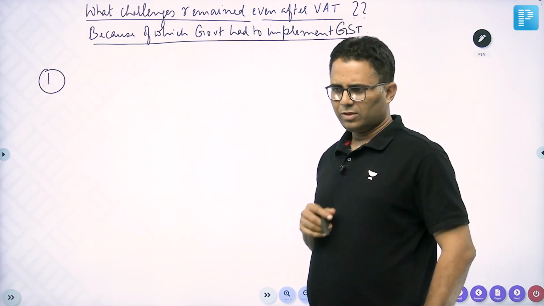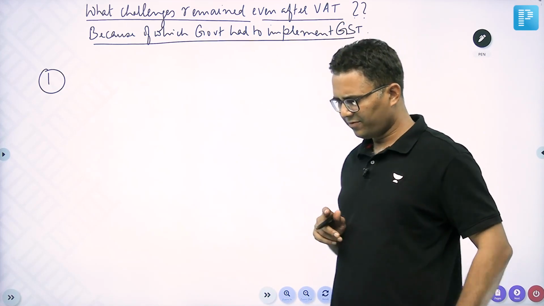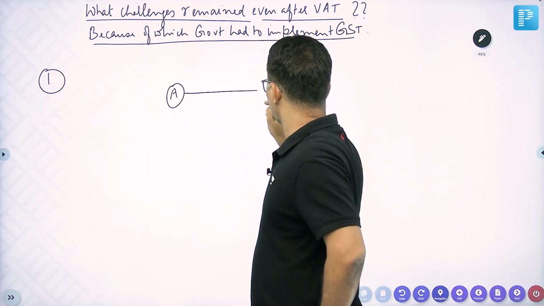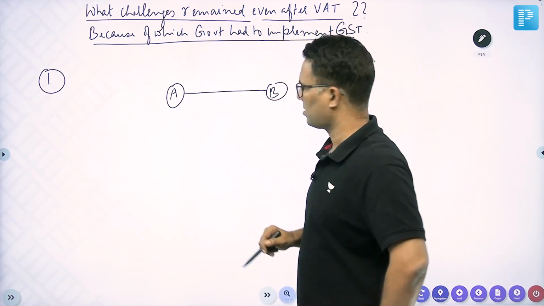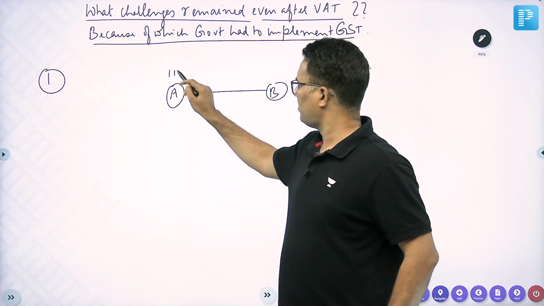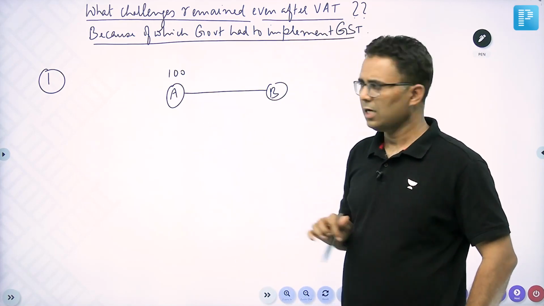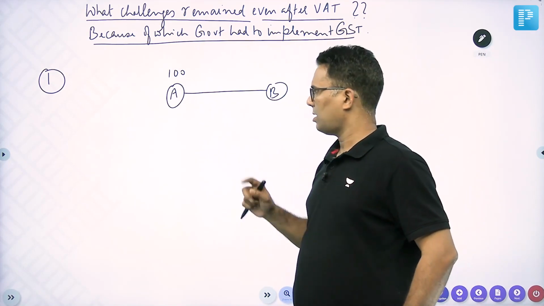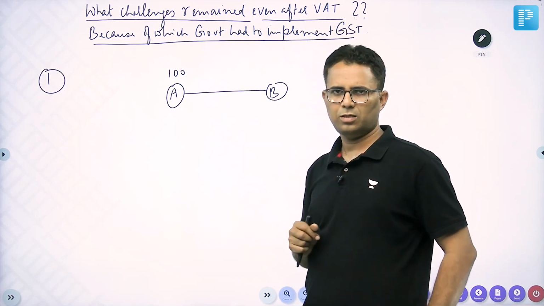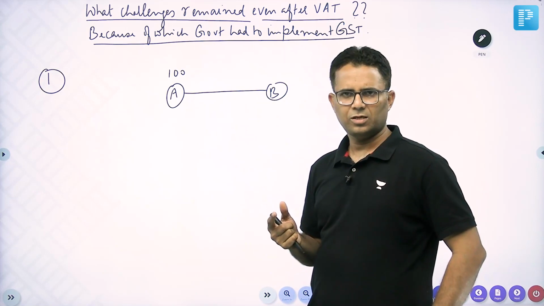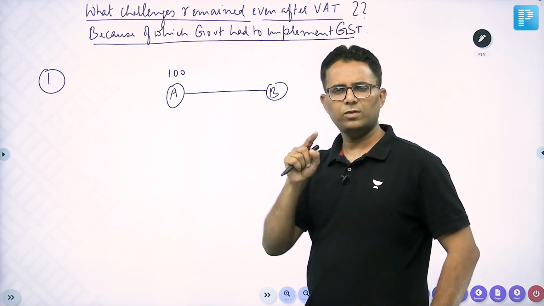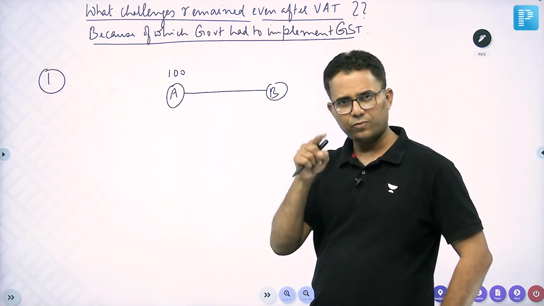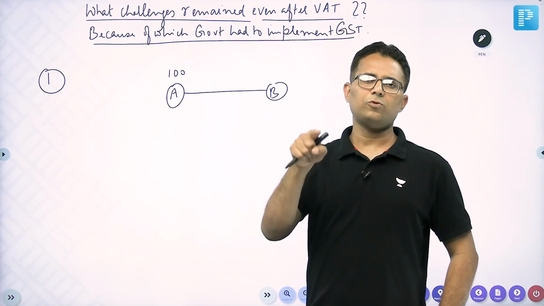First one is, see, suppose A sells something to B, his value addition is 100. Now, A is doing manufacturing, producing some item, and then he is selling to B. So, if A is manufacturing something, don't you think that excise duty will be imposed? Central government will impose excise duty? Yes. If A is doing manufacturing, first central government will impose excise duty.